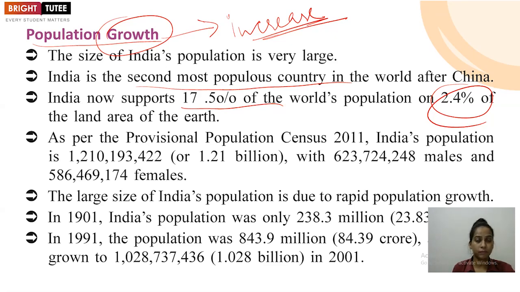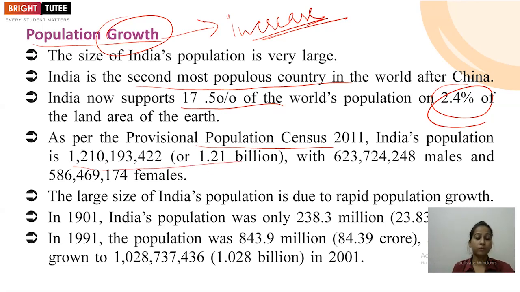We all are aware of these factors when the population is high. In that situation, so many situations can be created which will affect the development of any country. As per the provisional population census of 2011 that was done last time, India's population was counted at around 1.21 billion.